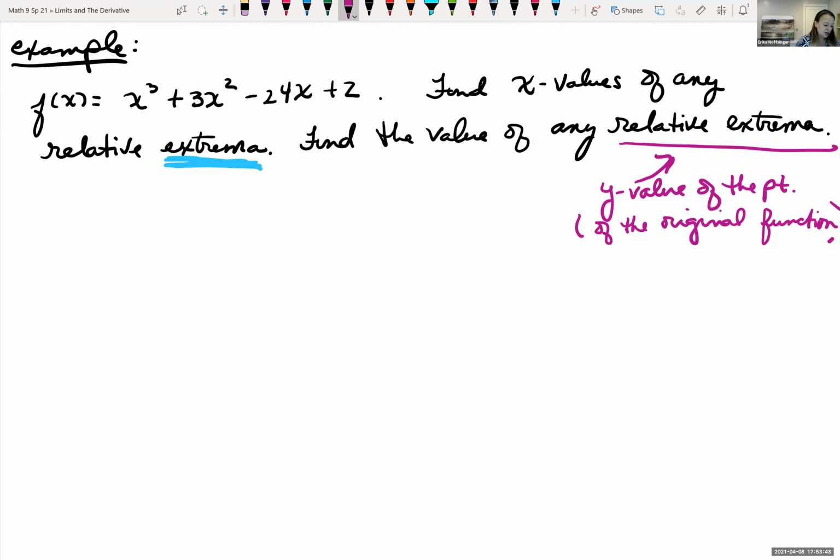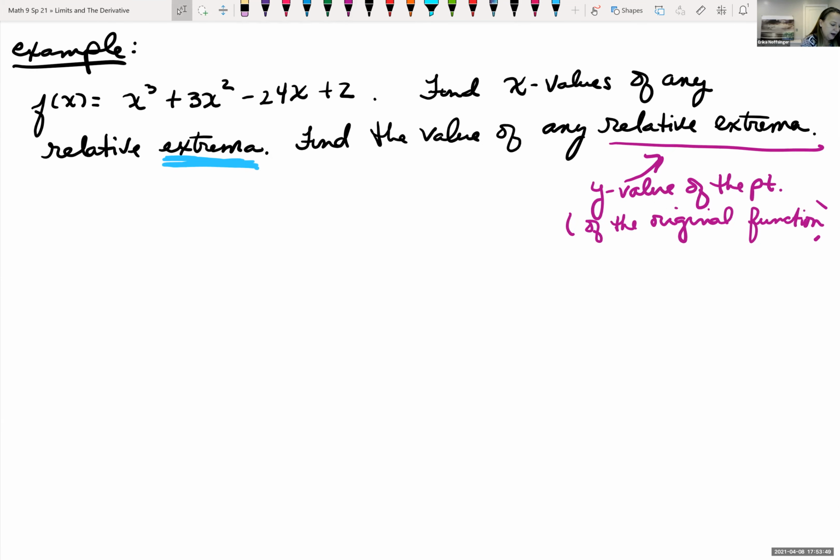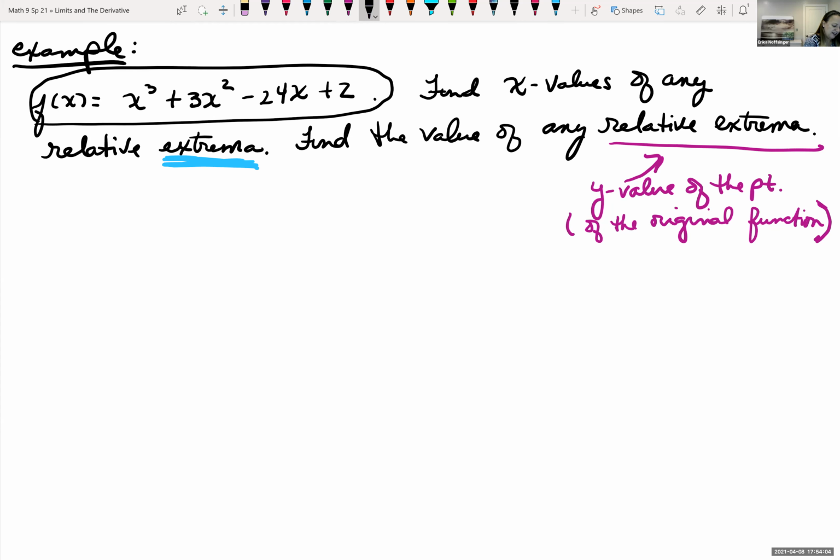So we're going to look at where this function is increasing and decreasing. From there, we can see if it's going to be a max or a min at those values, and then we can plug those x values back into our original function to get the y value, which would be the value of the extrema. Okay, so taking the derivative of f of x, f prime of x, using our power rule, the derivative of x cubed is 3x squared, plus the derivative of 3x squared, that would give us 6x. And the derivative of negative 24x is minus 24. And the derivative of 2 is 0.